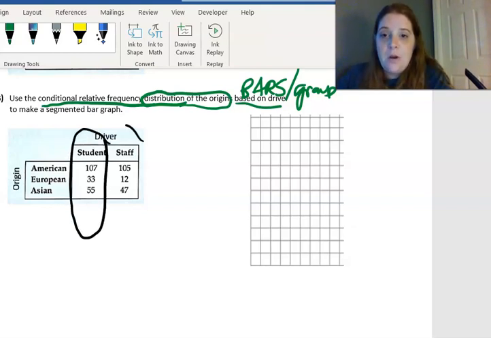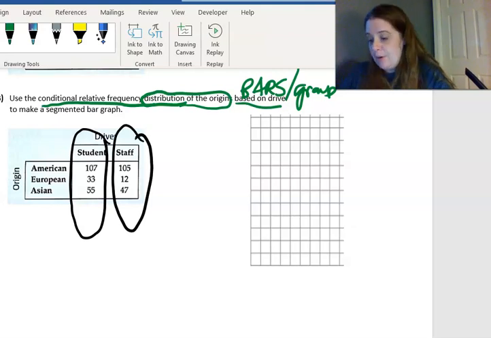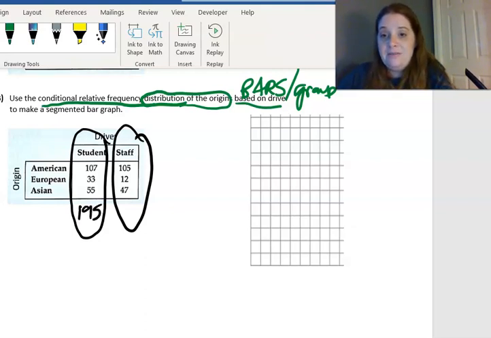This is going to be bar 1, and staff, this is going to be bar 2. I'm going to find these totals. 107, 33, and 55 gives me a total of 195. And then 105 and 12 and 47, that gives me a total of 164. Okay, those are my totals.